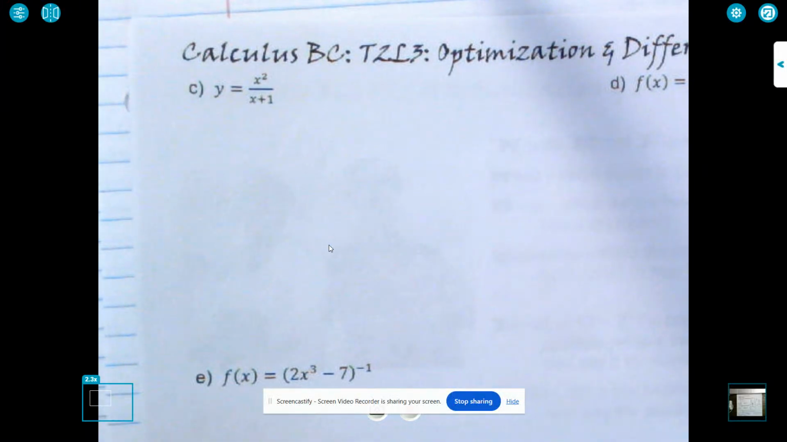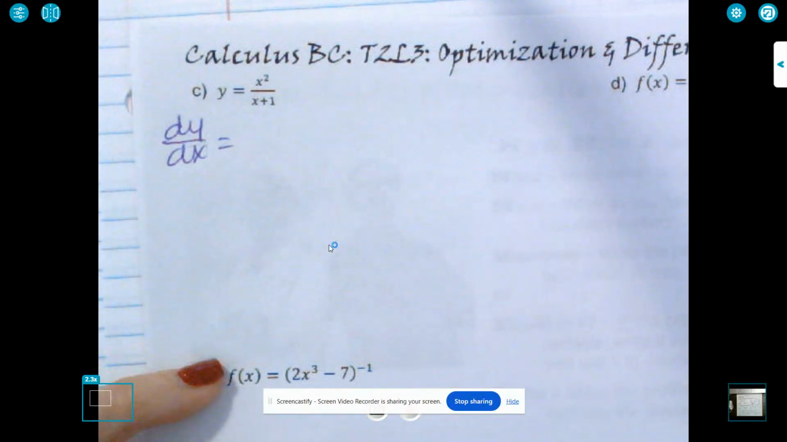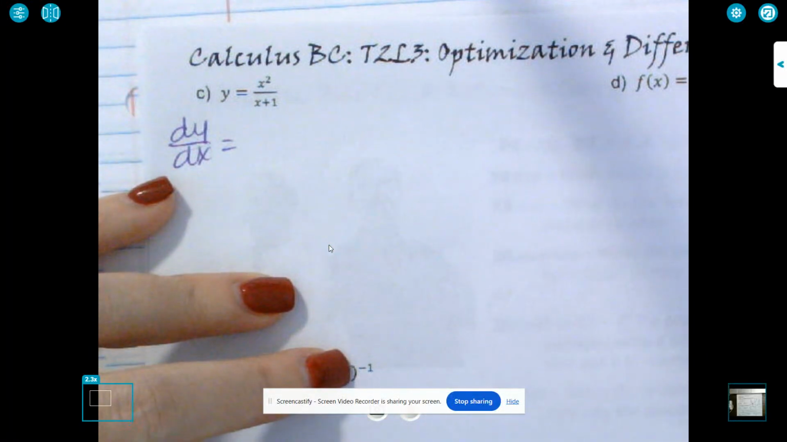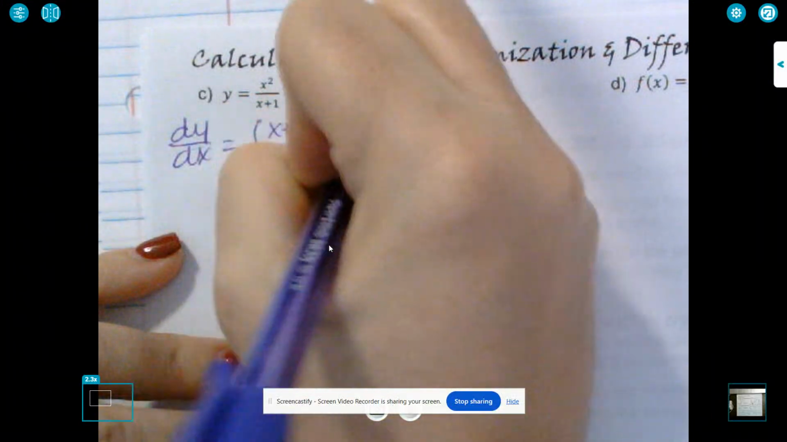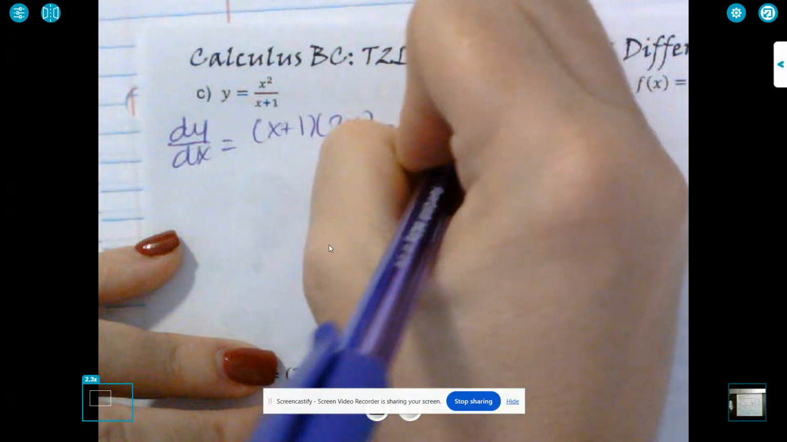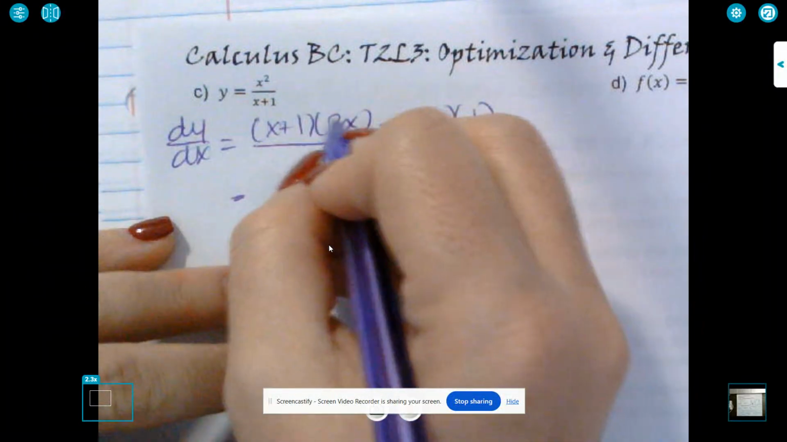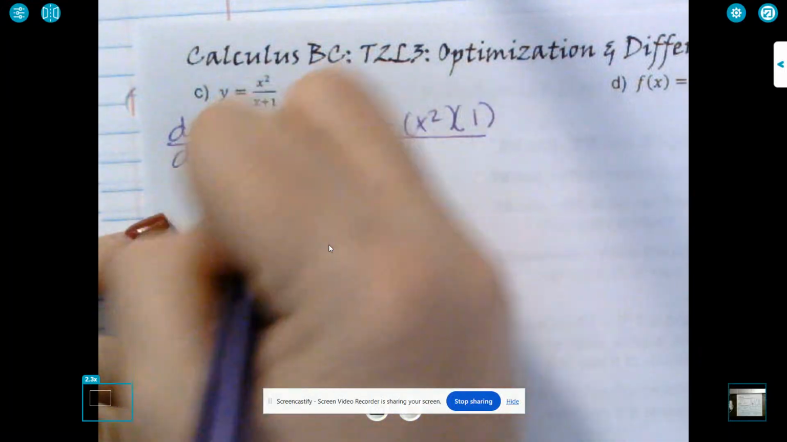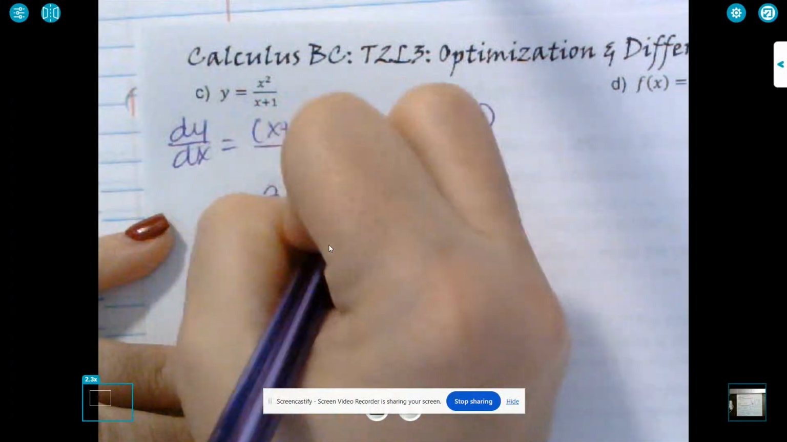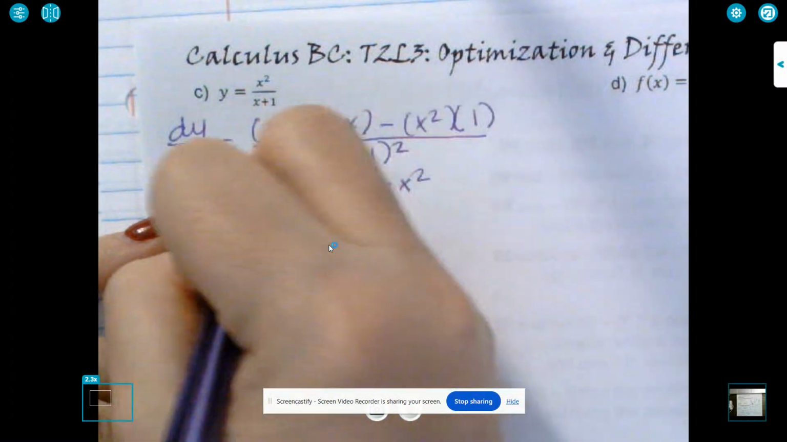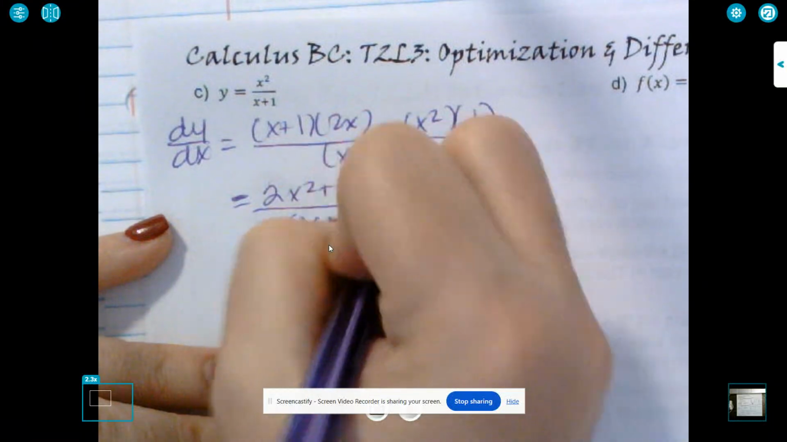Letter C. Okay, take the derivative of y. We're going to go with dy/dx. And then we do have to do the quotient rule here. So that's ho-de-hi, hi-de-ho. So ho-de-hi minus hi-de-ho over ho-ho. All right, so simplify this out. So it's going to be 2x squared plus 2x minus x squared over (x plus 1) quantity squared.